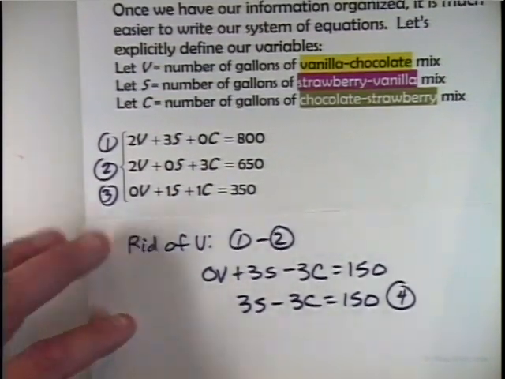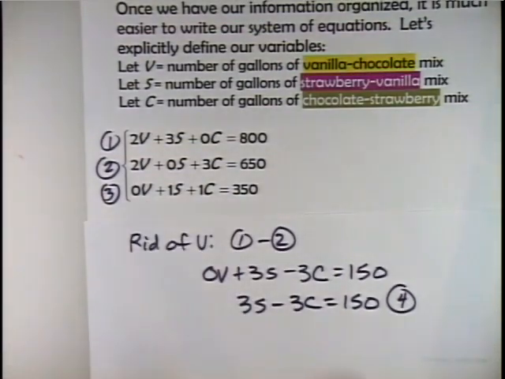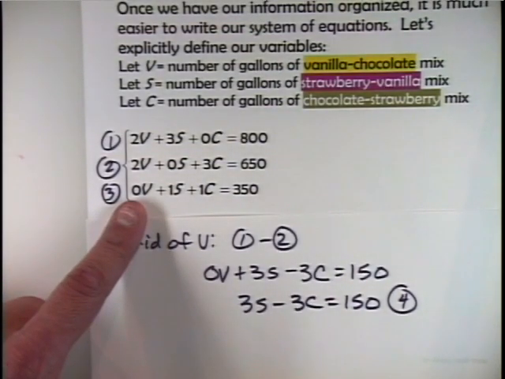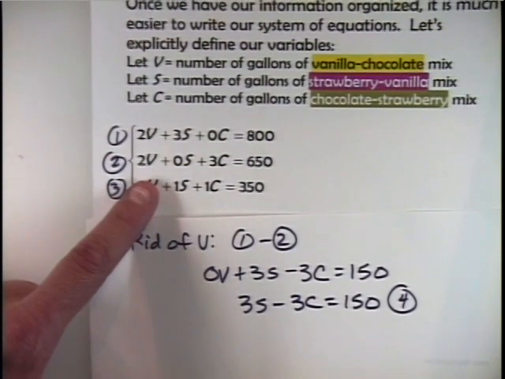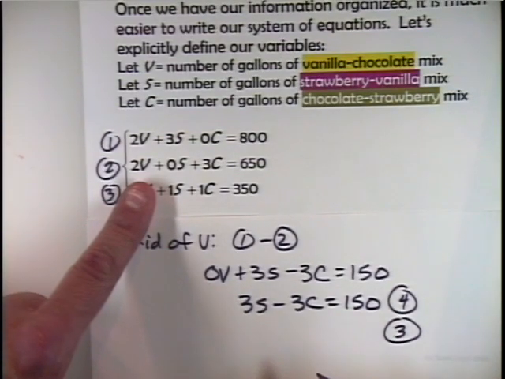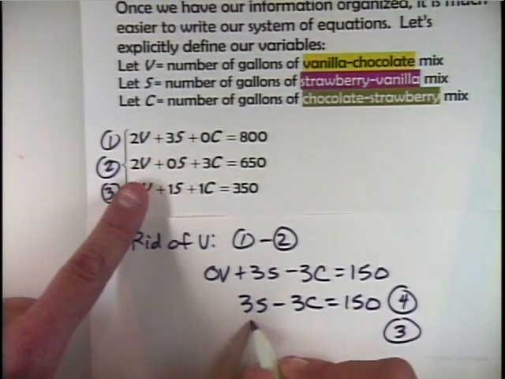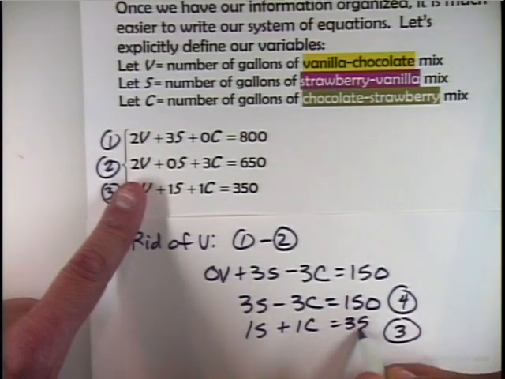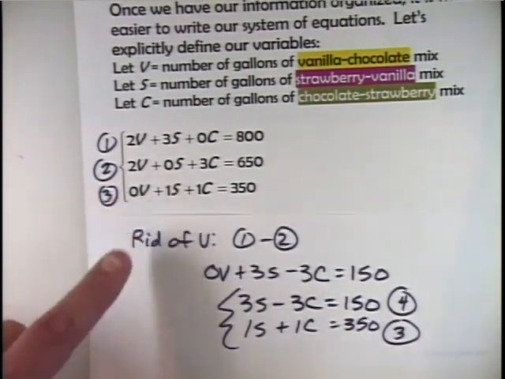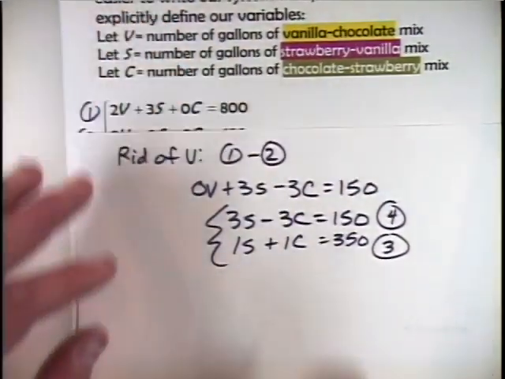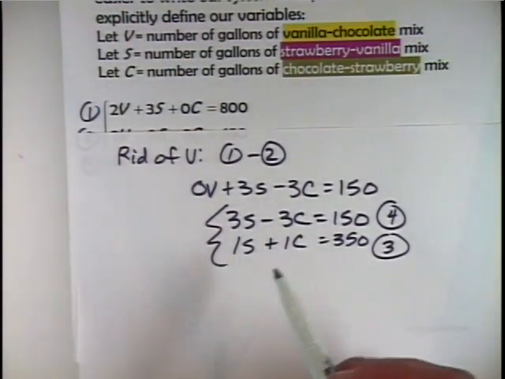Now what I need to do is get another one involved. And I think I can just use equation 3, right? Notice equation 3, 0 times V, 0 times anything is 0. So in this case, if I just take equation 3, which already does not have a V, 1S plus 1C equaling 350, I actually now have my two equations. So that actually made it a little bit easier. Let's go ahead and try to solve this now.